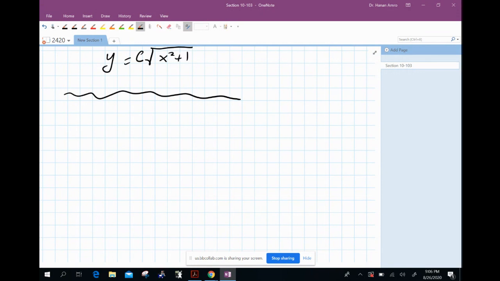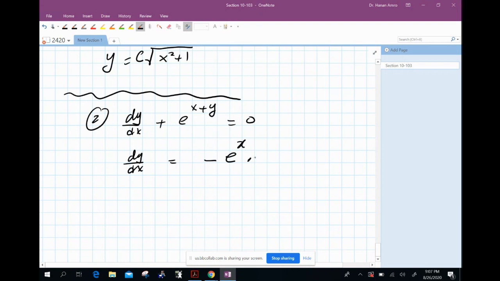So this is example 2: dy over dx plus e to the x times e to the y equals 0. That's a homogeneous equation, by the way, but I want to do it by separation of variables. So dy over dx equals negative e to the x times e to the y. To the other side, I separate the x from the y, meaning I'm going to have dy over e to the y, and this one is going to be negative e to the x times dx. So we separated them.